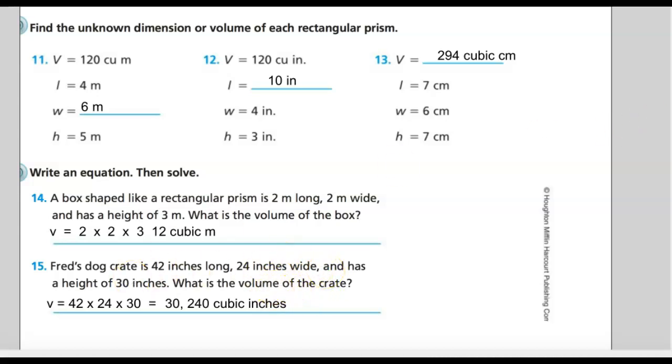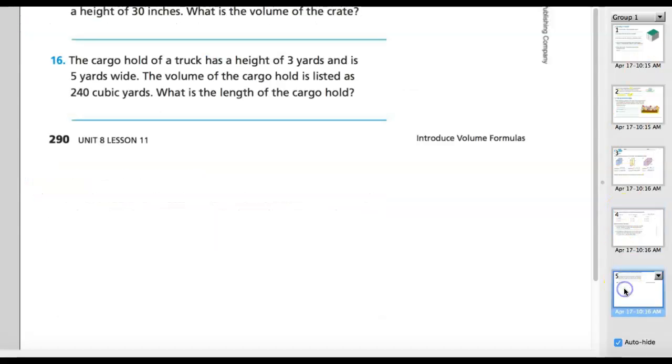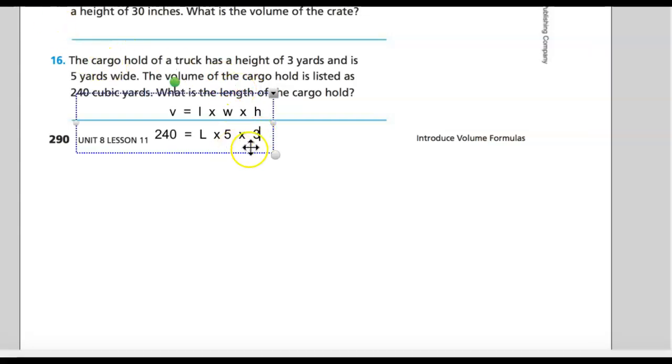All right, last one for the day, and we are all done. 16. The cargo hold of a truck has a height of 3 yards and is 5 yards wide. The volume of the cargo hold is listed as 240 cubic yards. So what is the length? Okay, guys, this is algebra. You are solving for the unknown. We don't know the length. So write out your formula with only length represented as an L and then solve for the unknown. Pause your video now. If you're unclear on what I meant by writing this out, write down the information that you know so that you can see it better.